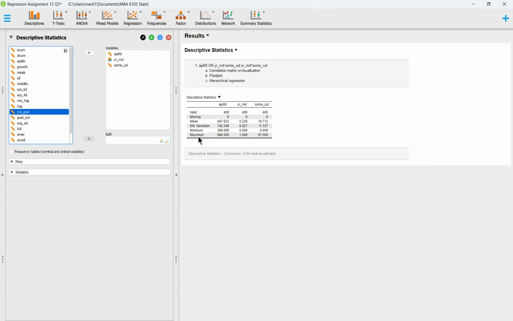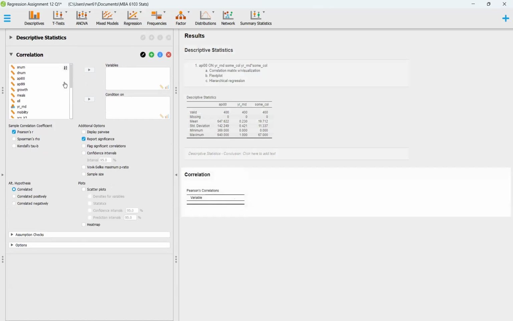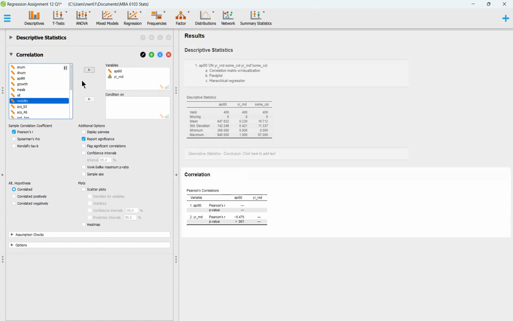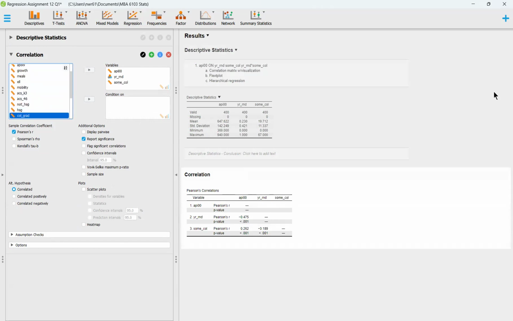Oops, this is descriptive statistics. I did not need this right now. What I actually needed was the regression, correlation, then I applied the variables here, here, and here. And then afterwards, Pearson's R, report significance, flag significant correlations.